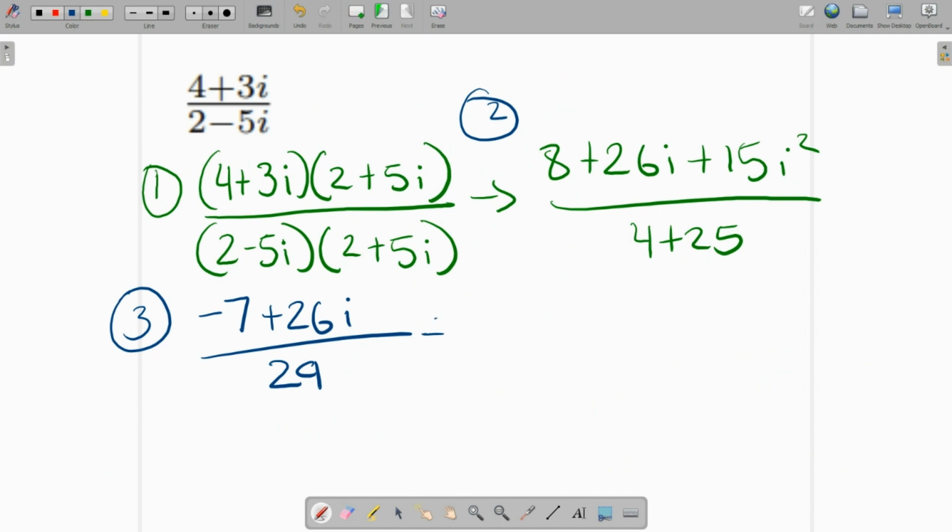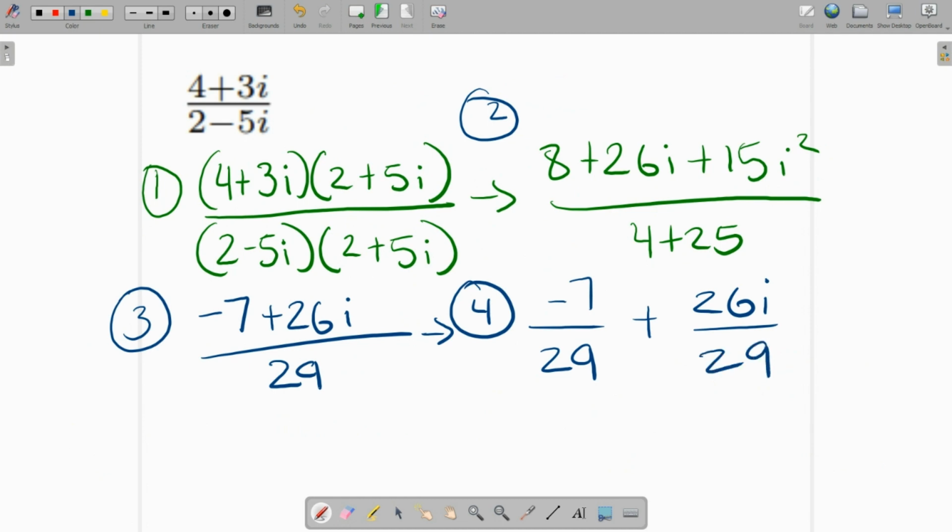So then step 4, we basically just rewrite this as standard form, which is negative 7 over 29, and then plus 26i over 29, and that is our final answer. Some people like to write the i here or write the i there. I just like to keep it more simple, like right there.